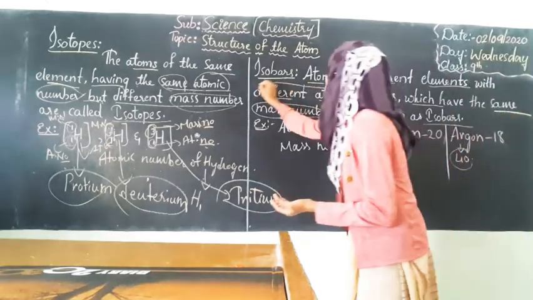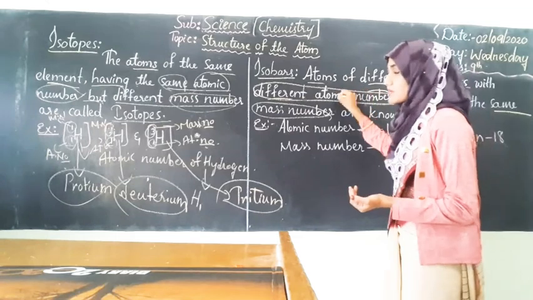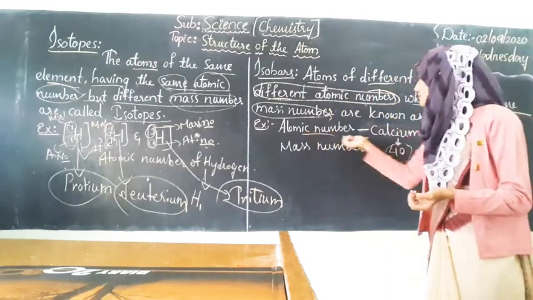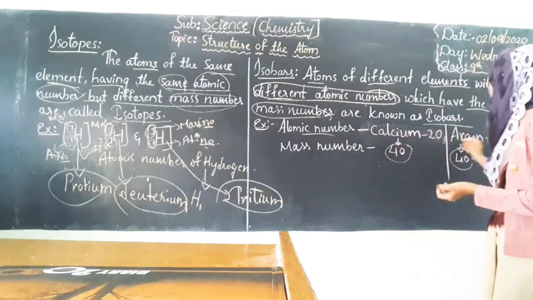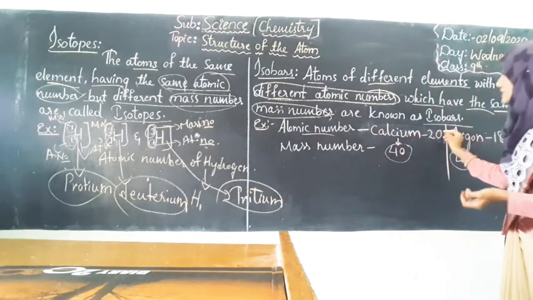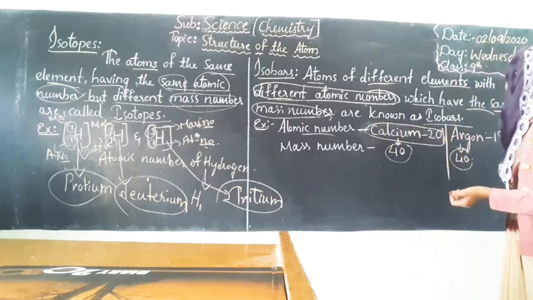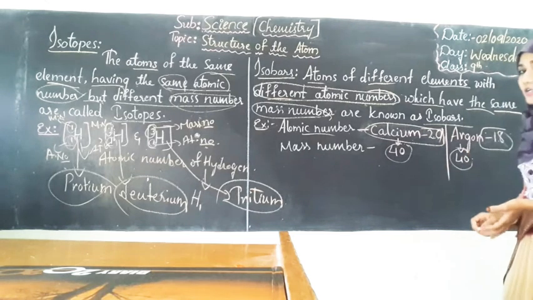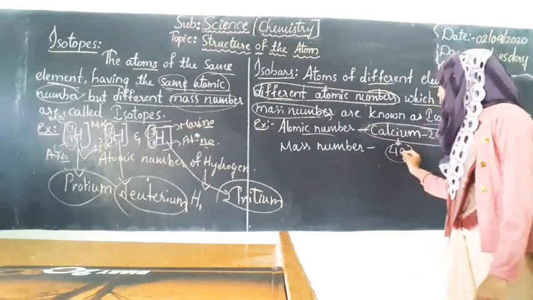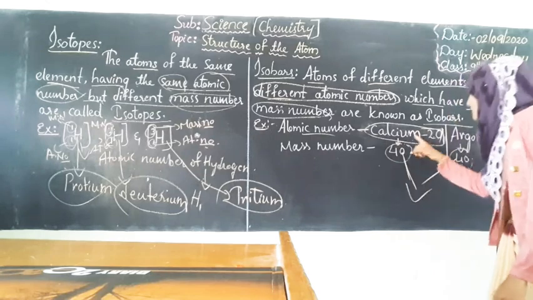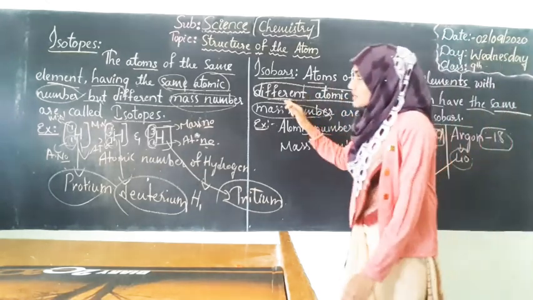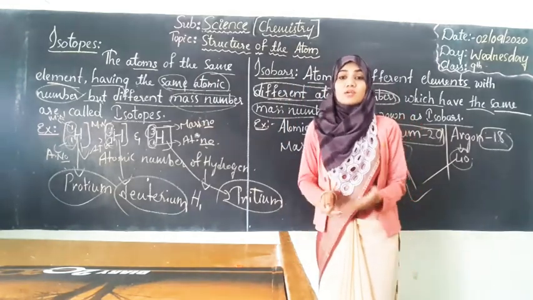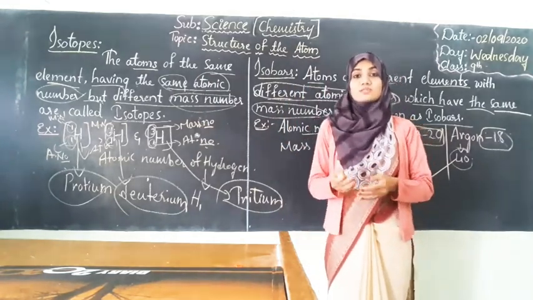Here there will be different atomic numbers but the mass number is the same. For example, the atomic number of calcium is 20 and the atomic number of argon is 18, but the mass number of both of these is 40. Hence this is about isotopes and isobars. Let us understand it more clearly by taking still more examples through this graphical video.